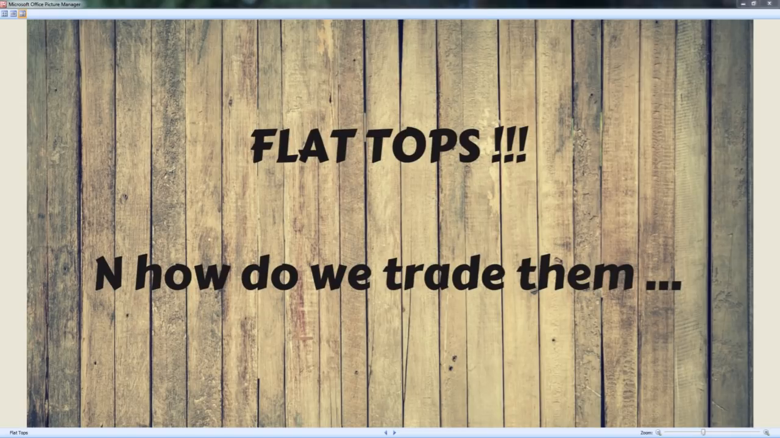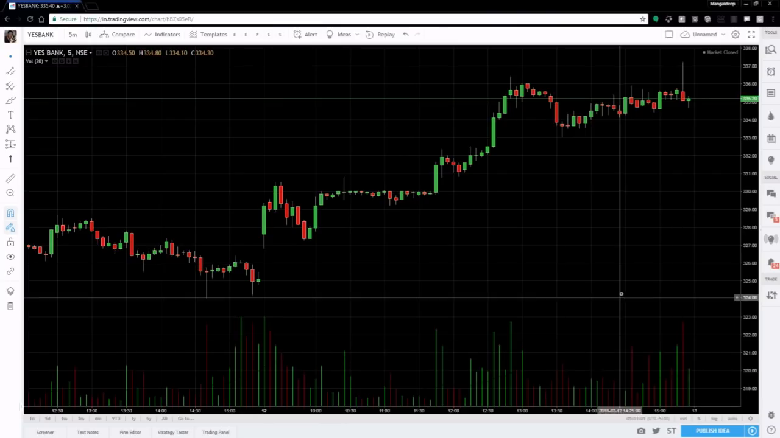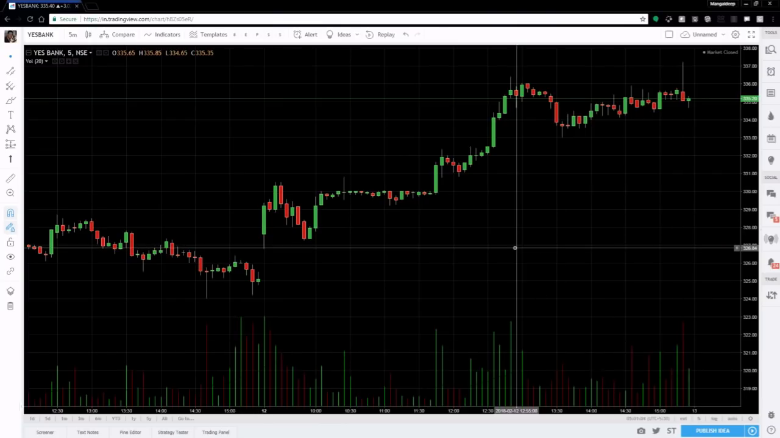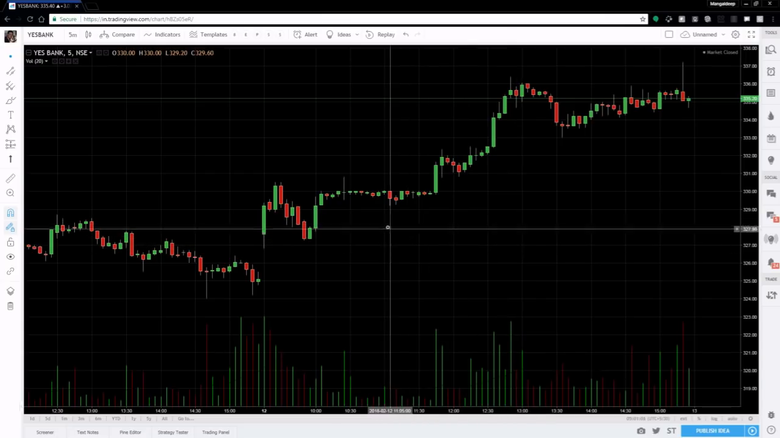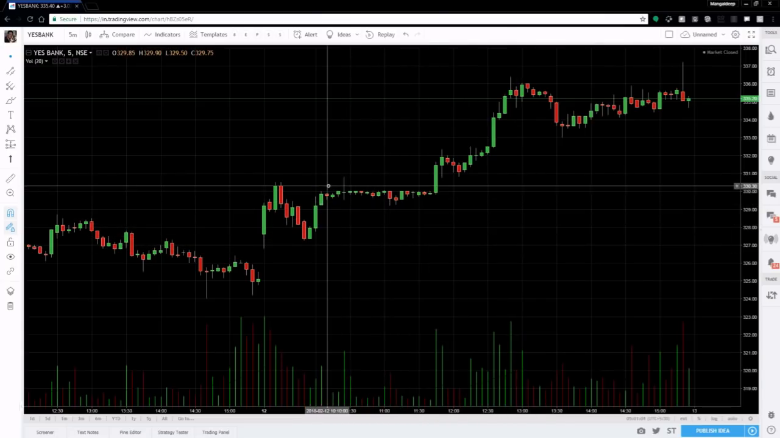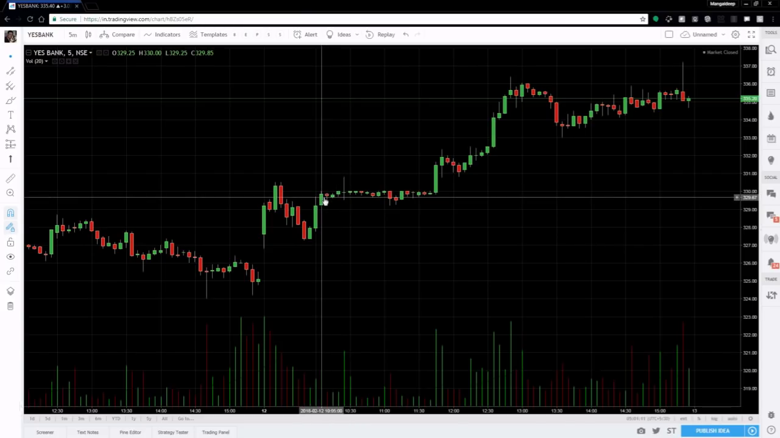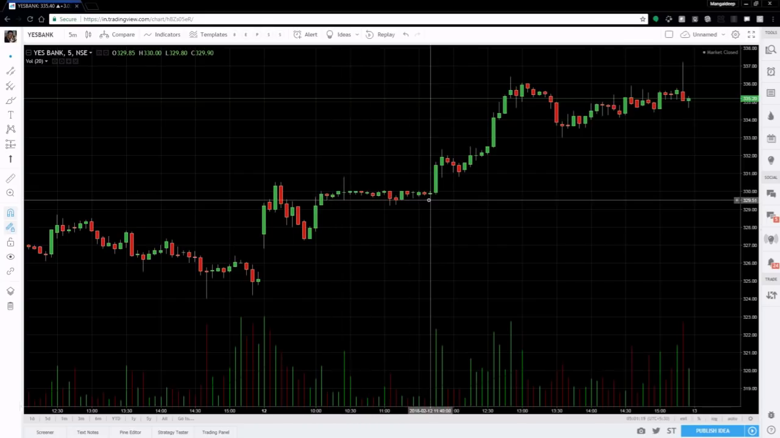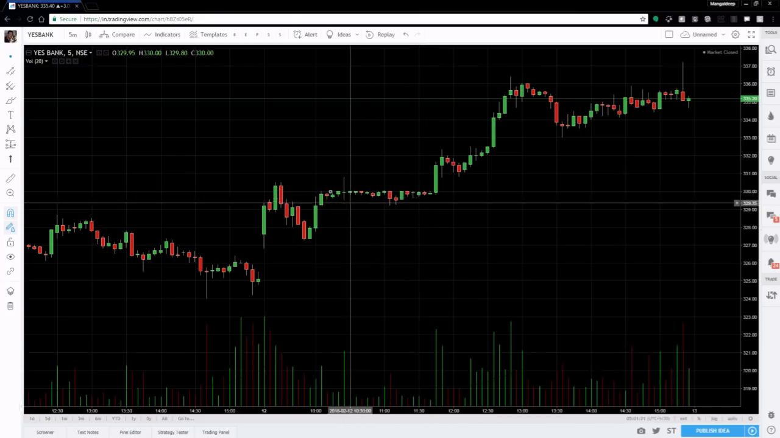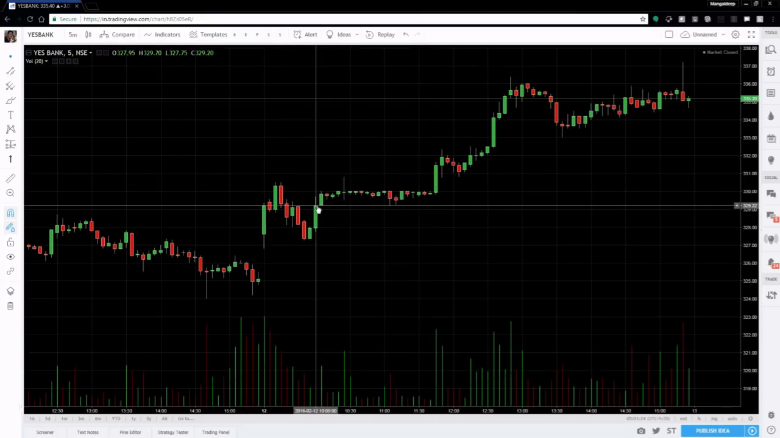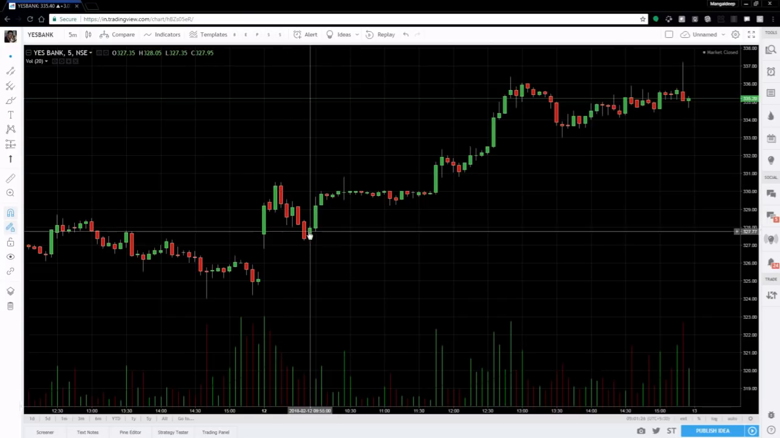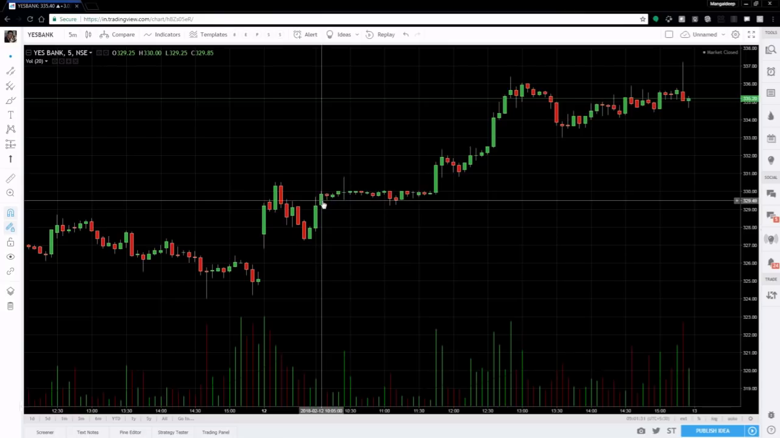Okay, so let me take you to the charts here. Now this is Yes Bank, guys, for the 12th, that is last Friday. If you see here, this is the phase where, starting from 10:05 in the morning till 11:40 in the morning, it was completely flat. Okay, it was completely sidewise. So what happened? The day opened and some move happened, and then the stock came down.